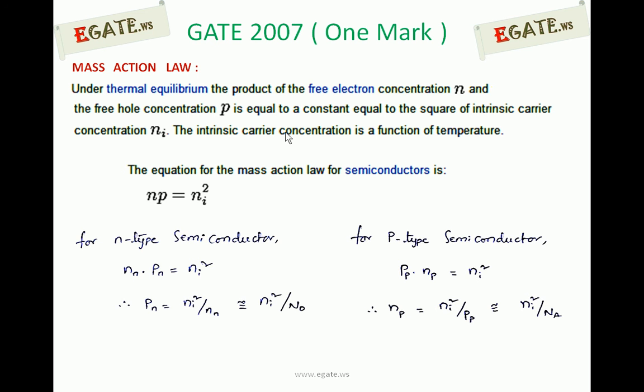Pp is nothing but holes in P-type, which are the majority carriers. Np is nothing but electrons in P-type, which are the minority carriers. The product of them is always equal to the square of the intrinsic carrier concentration, which is constant for a given temperature. So from this, the electron concentration, that is the minority carrier concentration in the case of P-type, is nothing but Ni square by Pp. Pp is the majority carriers, which is approximately equal to the acceptor concentration. So Np is equal to Ni square by Na.